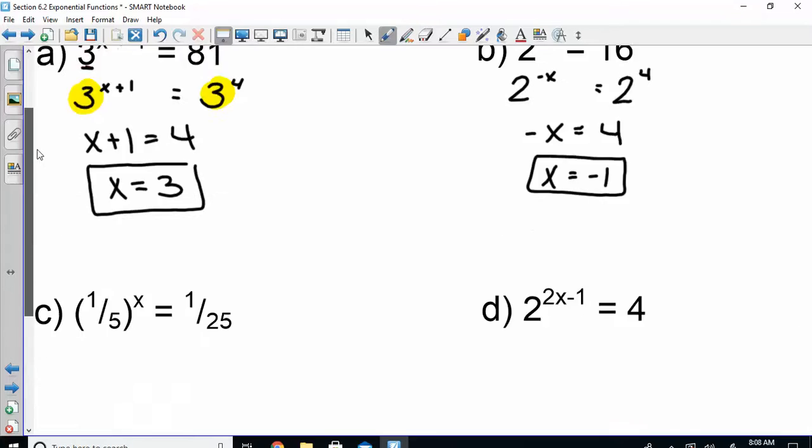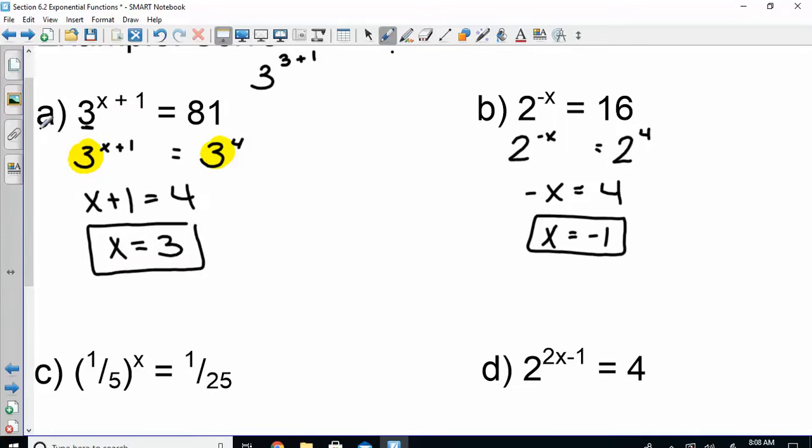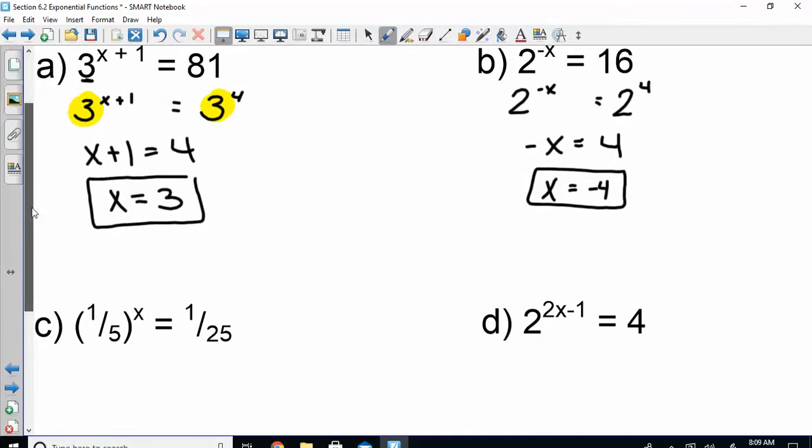I'm confused, how is it negative 1? Negative 4. I divided by negative 1.